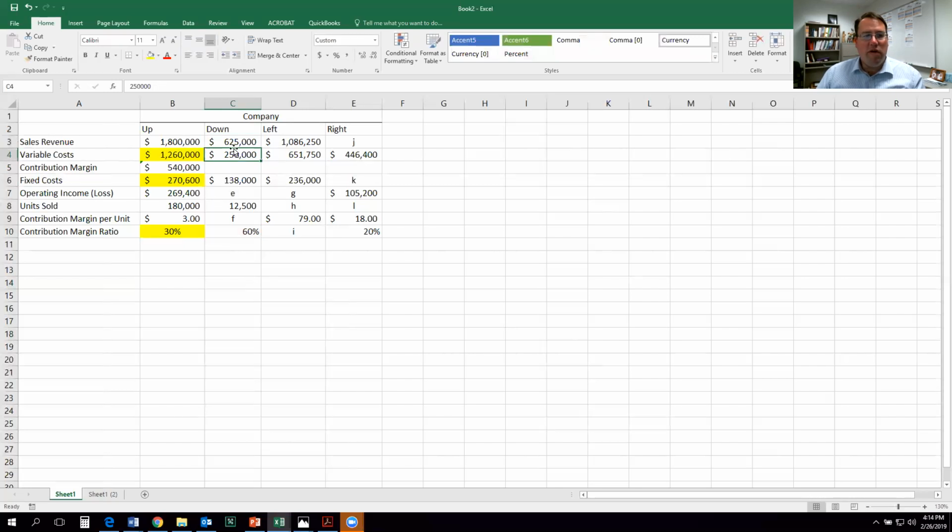So now I have my sales revenue of $625,000. So my contribution margin, let me highlight that. So that was A, or not A, but that was my first one for that. My contribution margin is equal to my sales revenue minus my variable costs. And then my contribution margin minus my fixed costs gives me my operating income.